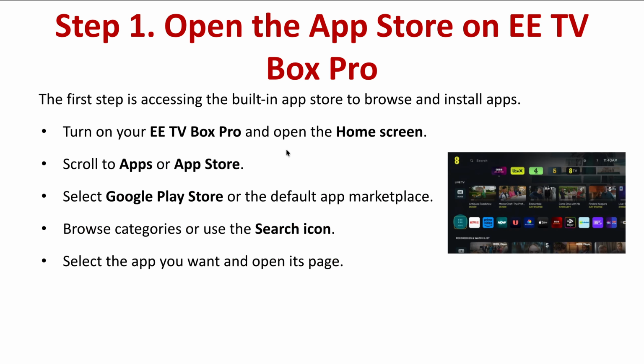Step 1 is open the App Store on EE Box Pro. The first step is accessing the built-in App Store to browse and install apps. Turn on your EE Box Pro and open the home screen. Then scroll to Apps or App Store. Select Google Play Store or the default app marketplace. Browse categories or use the search icon. Select the app you want to open its page.